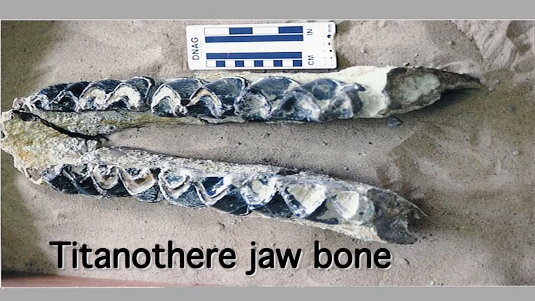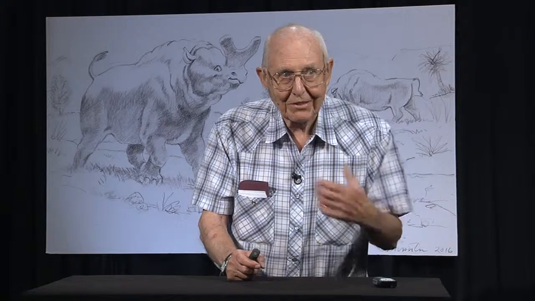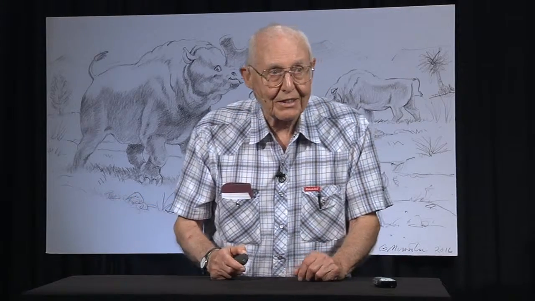But here's the jaw of one of those titanotheres now, you see. It's mostly complete, but part of it is missing. But you see, here's a couple of teeth over here. They're missing here. But these are bilaterally symmetrical, just like we are. One side is the same as the other. So if you find one side, you can reconstruct the other side.